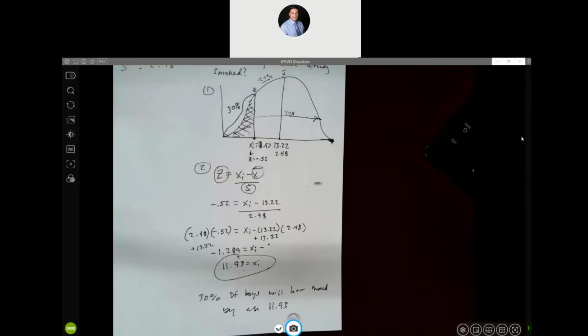That's 0.3050. That is 0.51. The z-score is 0.51. Mm-hmm. But the closest thing to 0.30 is 0.3015, and that z-score is 0.52. You see that? Okay. Yeah.